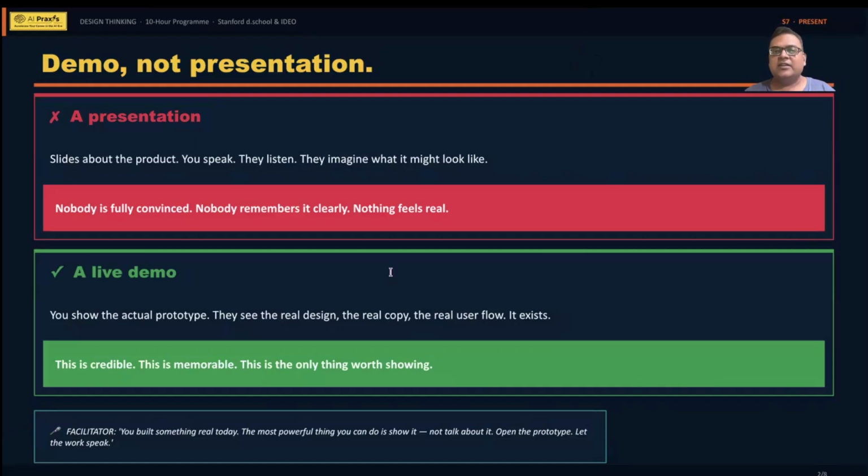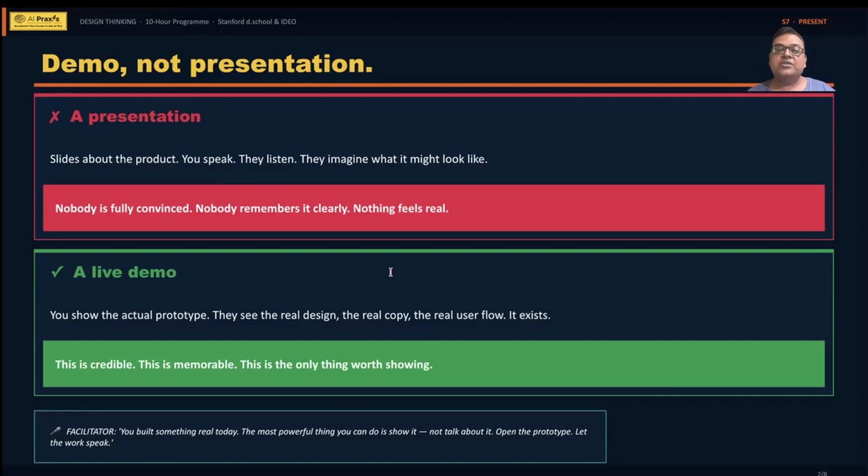So let me show you exactly what separates a presentation from a demo, because understanding this difference is what will make your 3 minutes credible and memorable rather than forgettable and abstract. When you give a presentation about a product, you use slides that describe features, copy and user flows, and you ask the audience to imagine what the product might look like if it were actually built. And the result is that credibility depends entirely on the quality of your slides.